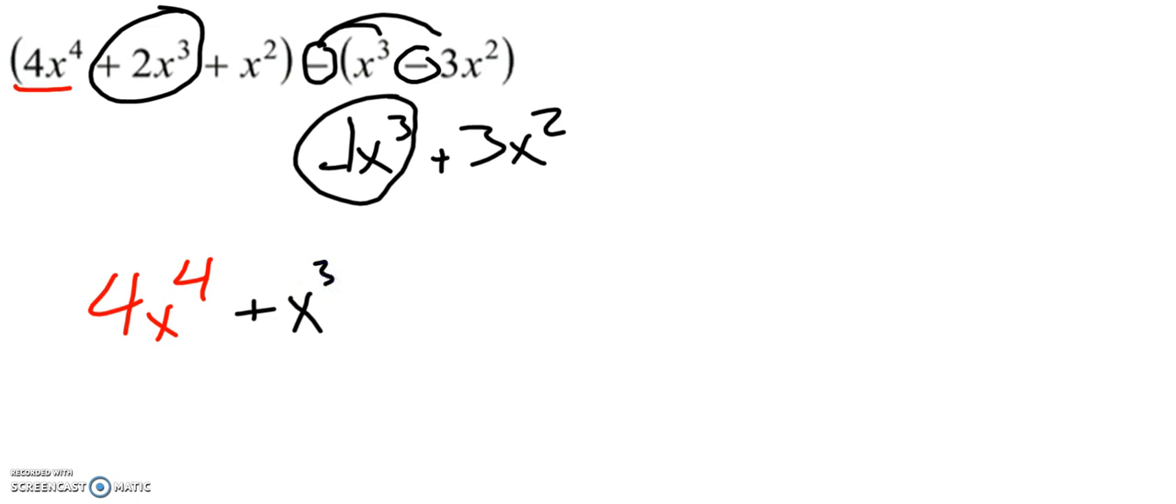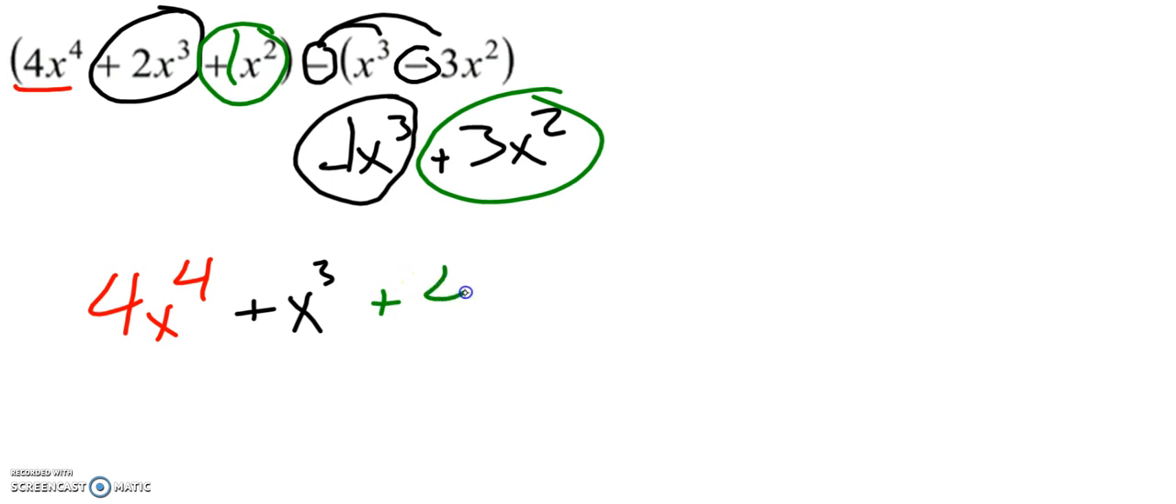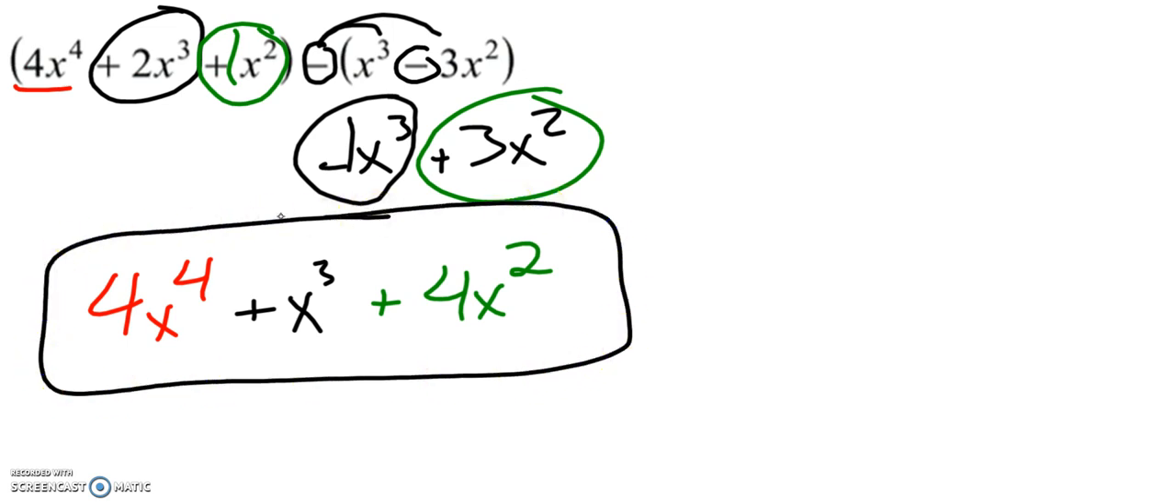And then we'll keep moving on. We've got 1x squared plus 3x squared to give me 4x squared. And I believe this would be our simplified answer right here. And that's how we do that.